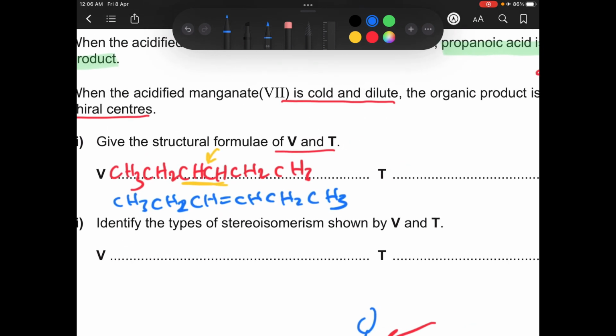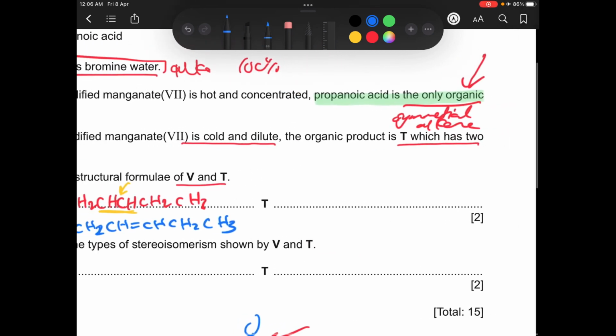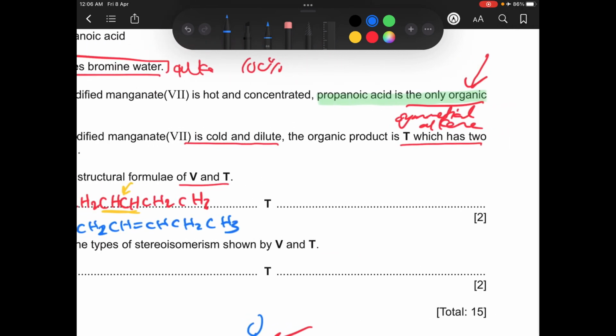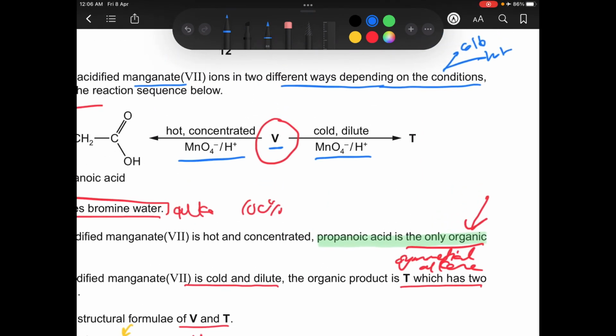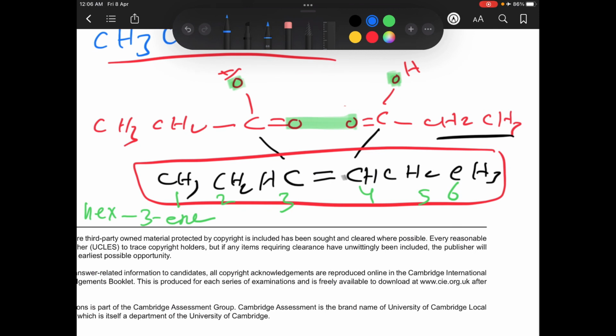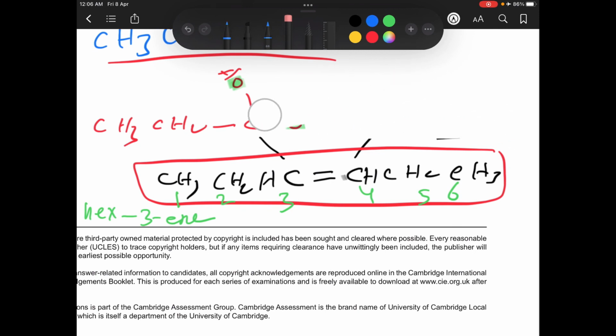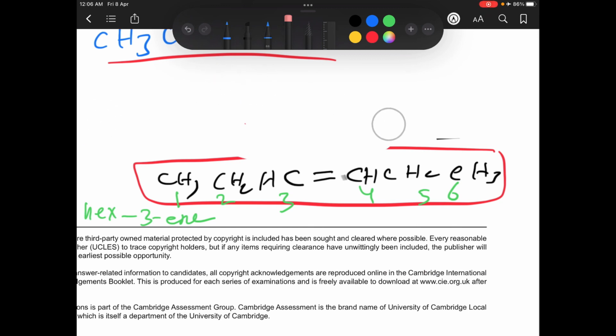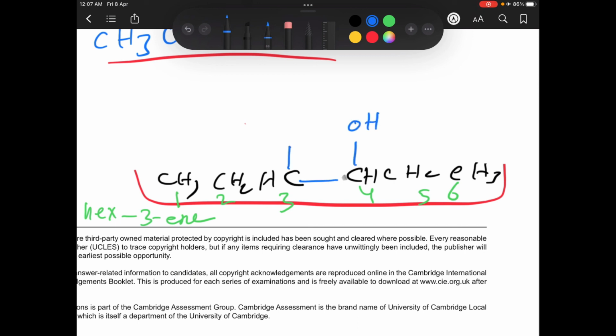All right, what about T? It says that T is a compound that is produced as a result of cold acidified manganate. What do we have to conclude here? Once you make the reaction with cold material, I just want to get rid of that here, we don't need it. You have to keep in mind that if you use acidified manganate in cold conditions, you will break the double bond, so we have to delete it. And we will have two OH groups in this case, one OH here and another here. So this is the compound that you have.